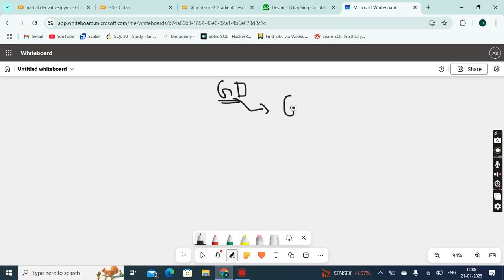Okay, and after completing this topic, gradient descent, I will tell you that after completing this topic, it is nothing but the loop, and the loop is nothing but the logic building. So my logic building as well.